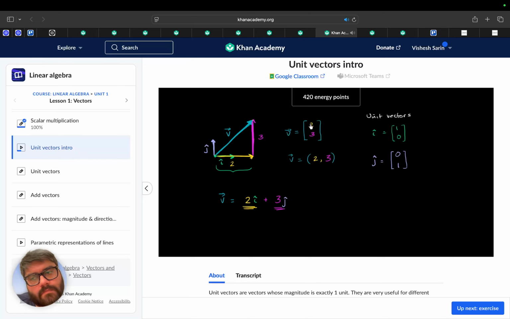So vector v, you can represent it as a column vector like this, 2, 3, you can represent it as 2, comma 3, or you can represent it as 2 times i with this little hat over it, plus 3 times j with this little hat over it. i is the unit vector in the positive horizontal direction. If you want to go the other way, you multiply it by negative. And j is the unit vector in the vertical direction. As we'll see in future videos, once you go to 3 dimensions, you'll introduce a k.